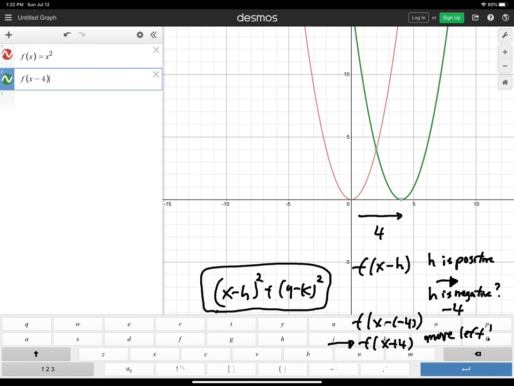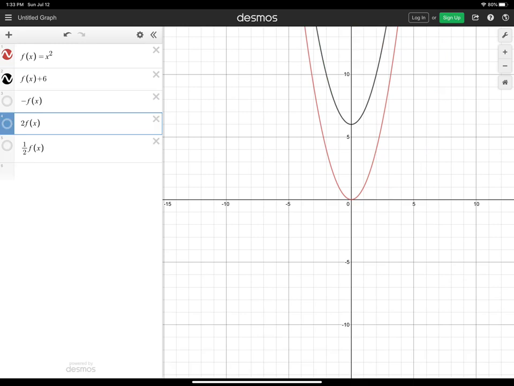All right, part B. You have f of x plus 6. Well, let's take a look to see what happens. If you look at it, f of x plus 6 is in black. Notice how it compares from the red and black. The red is our original. And it looks like plus 6 simply just raised the graph 1, 2, 3, 4, 5, 6 units up.